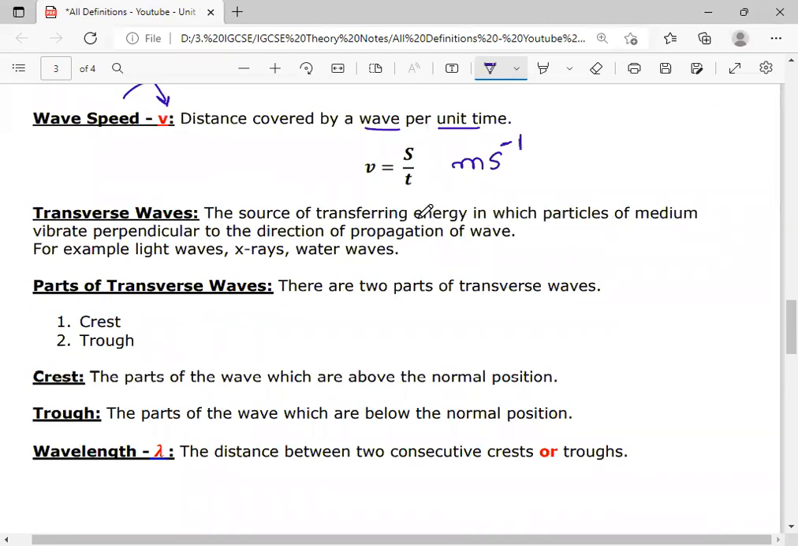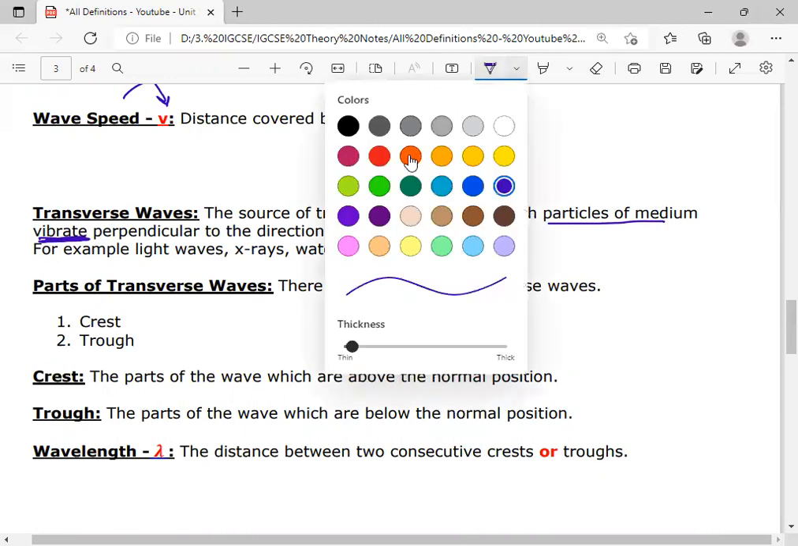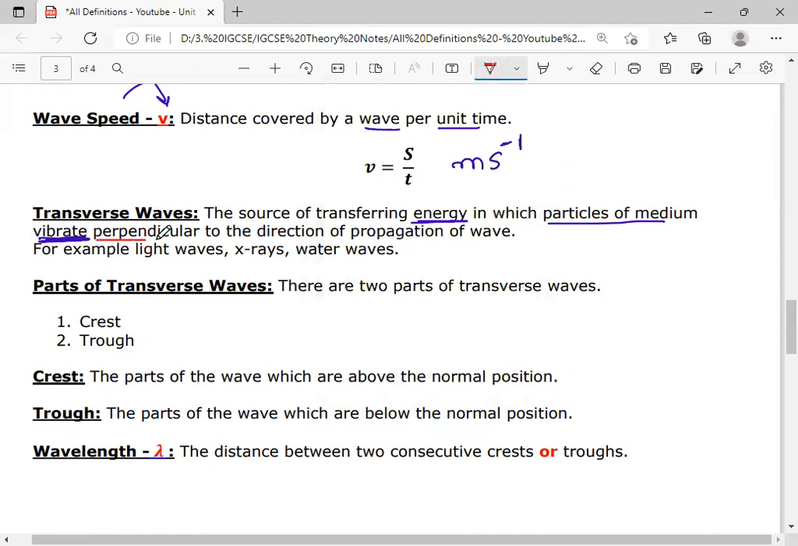The source of transferring energy in which particles of the medium vibrate. This is the key word. You have to mention the word vibrate. You are not supposed to mention or write the word move or movement. And then another important keyword: in transverse waves, particles of the medium always vibrate perpendicular to the direction of propagation of the wave, or perpendicular to the energy transfer.